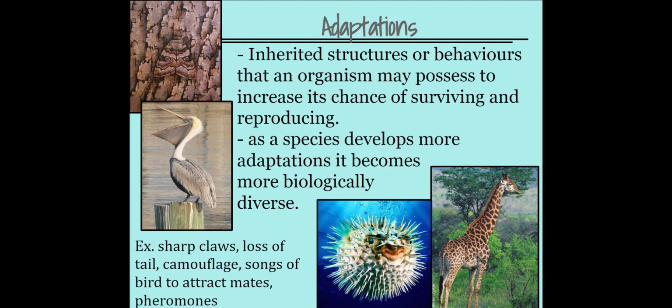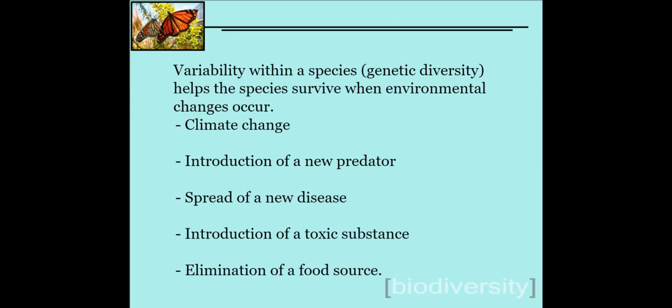So you can have adaptations such as sharp claws, you can be able to lose a tail, you can have camouflage, you can sing a special song. There are tons of ways that animals have adapted to suit their environments as well as be more biologically diverse. So again, this comes down to genetic diversity. It helps the species survive.